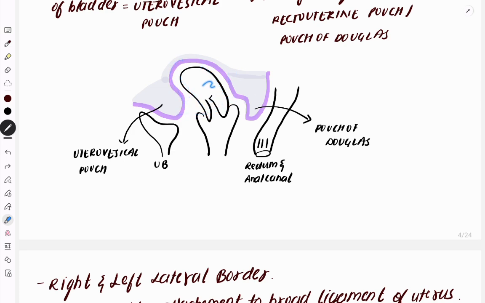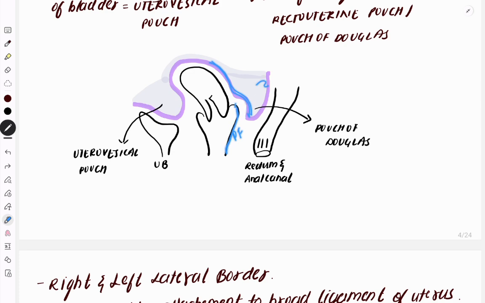The anterior surface is covered by peritoneum only till the isthmus. The isthmus is the junction between the cervix and the body of the uterus, and only till here does the peritoneum extend. Further, the peritoneum reflects onto the upper surface of the bladder, and because this peritoneal pouch is present between the uterus and the bladder, it is called the uterovesical pouch. The second one is the peritoneum covering the posterior surface. Now this peritoneal fold will extend till the posterior fornix of the vagina.